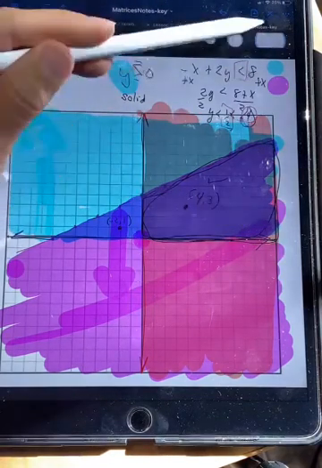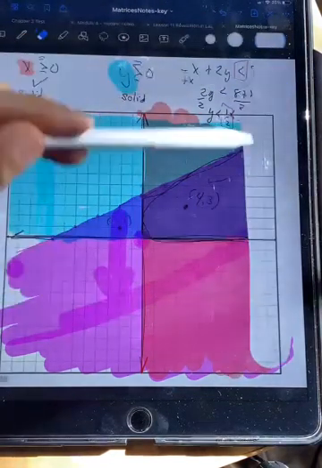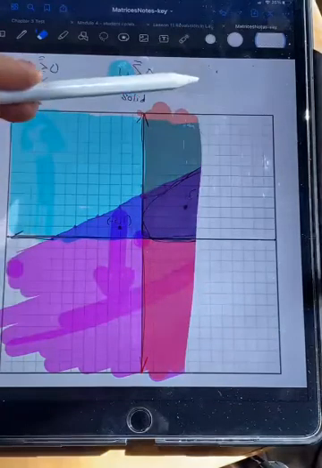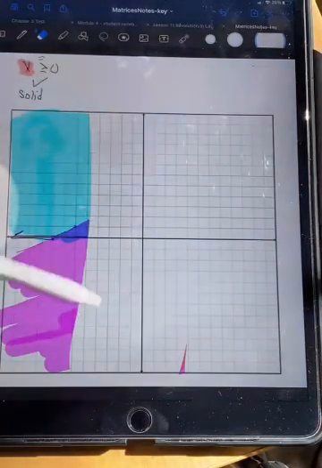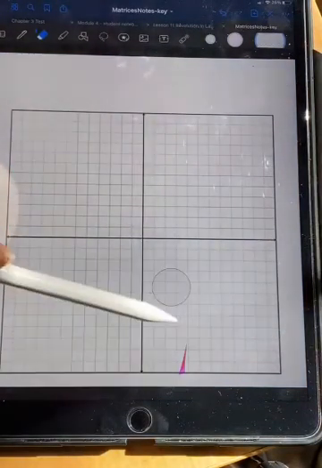All right. And let's tackle the last one. And it had 4 equations to it.